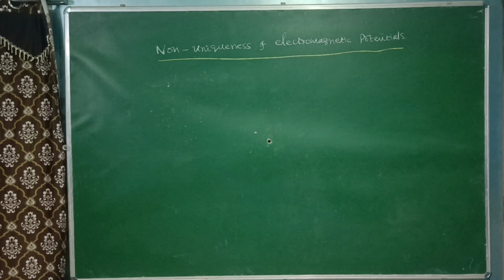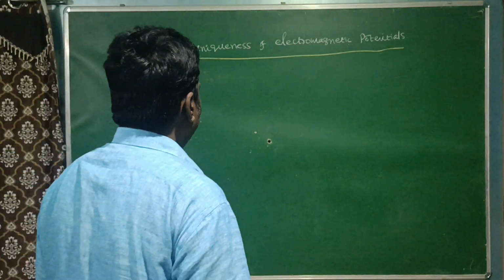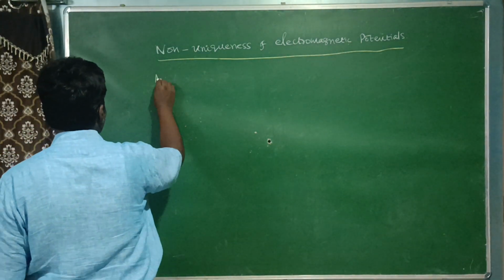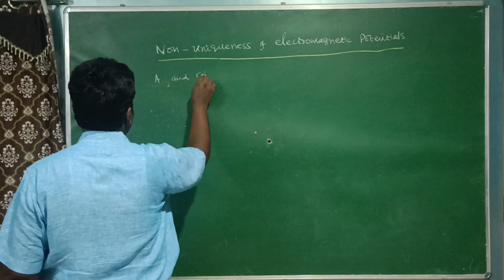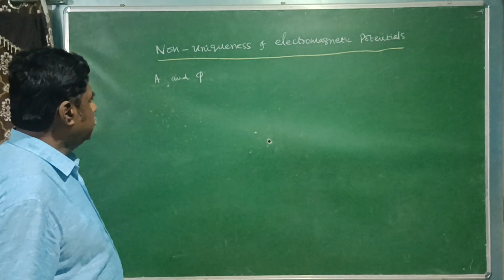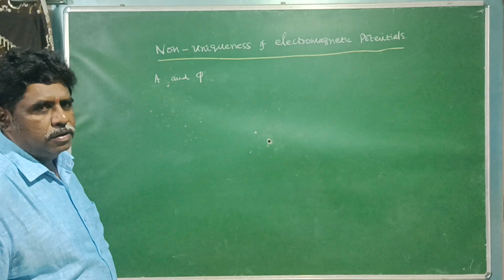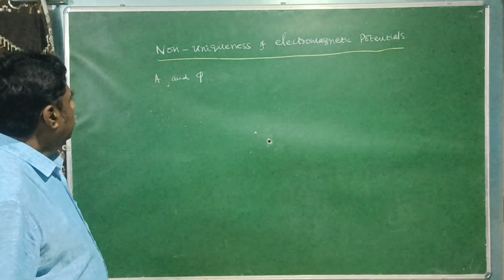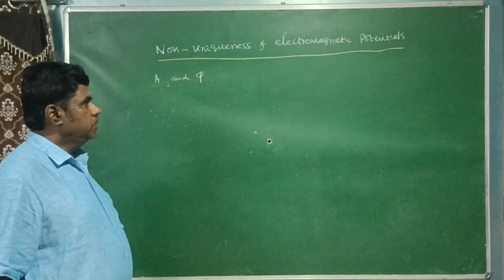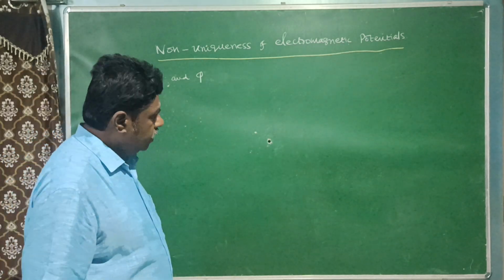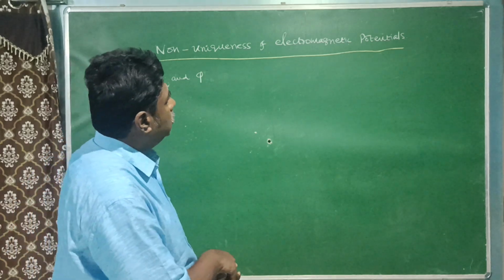During this presentation, we have to study the concept of non-uniqueness of electromagnetic potentials. You know that A and phi are electromagnetic potentials. A is a vector potential, whereas phi is a scalar potential. With the help of these two potentials, we can define electric and magnetic field vectors.